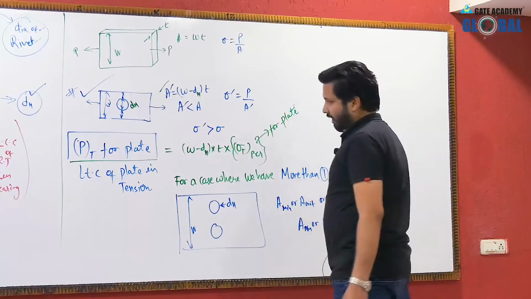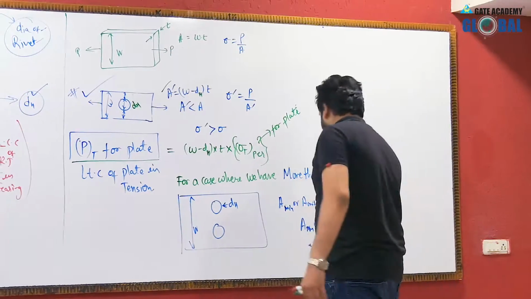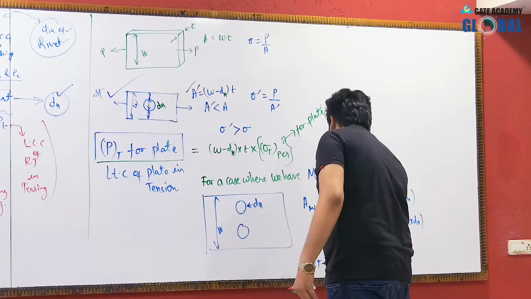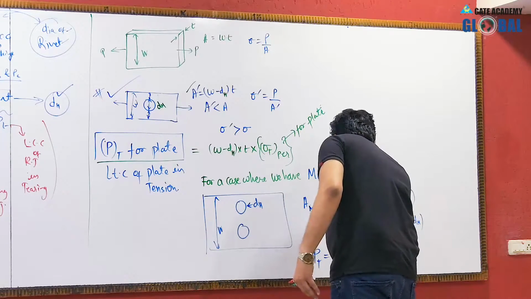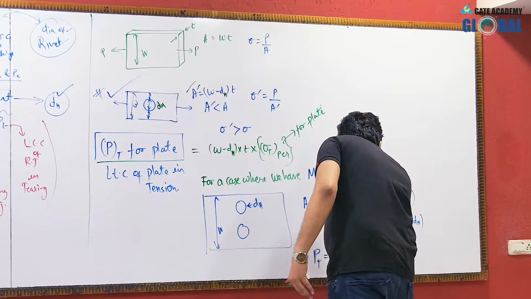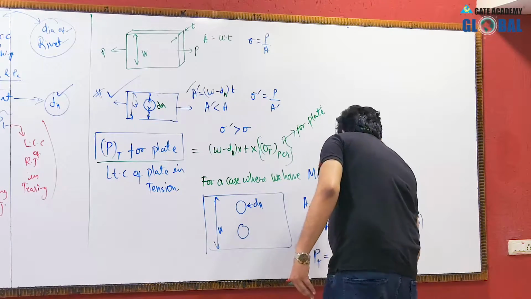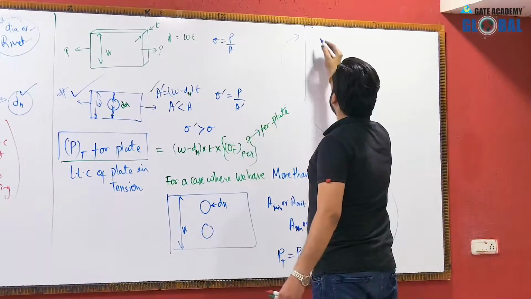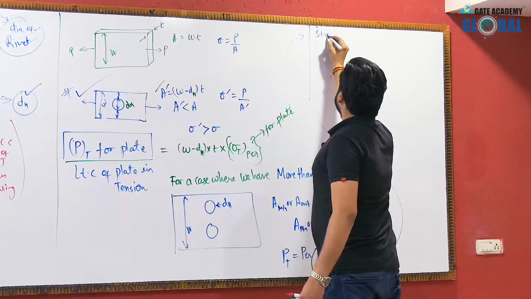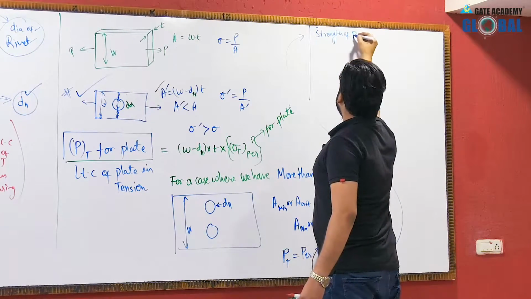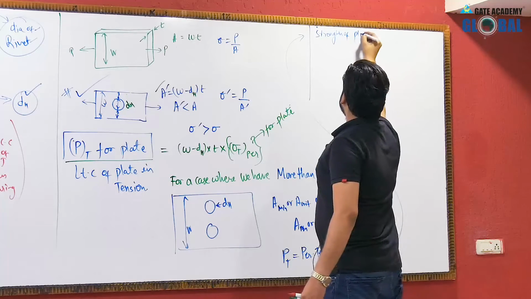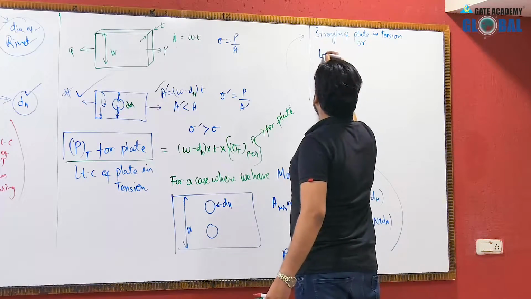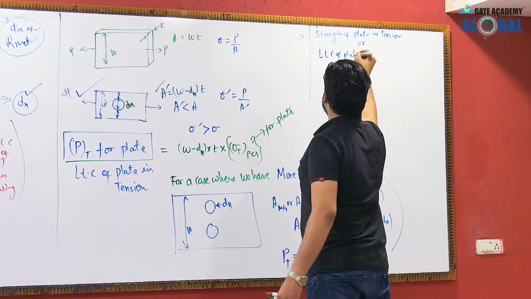Okay, this will be the area of the plate. Now, on multiplying it with the permissible stress, you will have the permissible tensile load on the plate. This is the permissible tensile load, or you can also call it the strength of plate in tension.